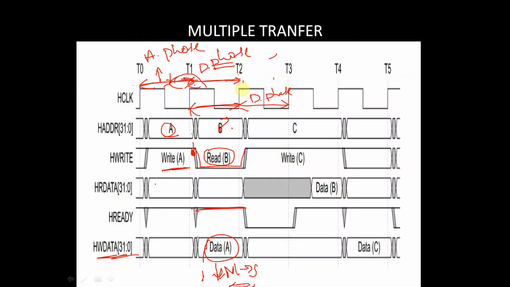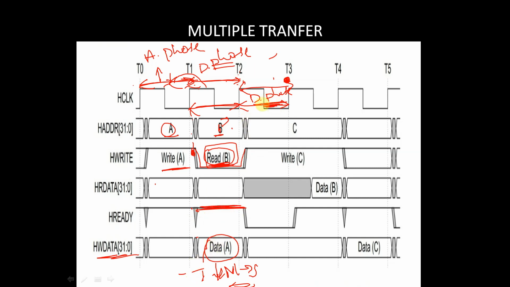Here we can see T2 to T3 is the data phase for the second transfer. So the second transfer completes at T3, and here we can see at T1 to T2 the address B is being passed, and here HWRITE is low, which indicates a read operation. So it should read the data in the next clock cycle, that is in the data phase. And here HREADY is high, which indicates that the slave is ready for transfer.